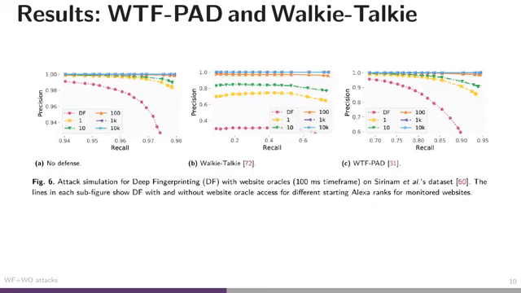As we can see on the left-hand side here, website oracle access makes precision of the classifier very, very good. And it also slightly improves recall. When we move on in this new setting, where we give the attacker access to a website oracle, we also see that against the defense Walkie-Talkie, we can improve the precision dramatically. Similarly, we can see for WTF-PAD, a huge increase in precision as well, and a slight recall increase as well.